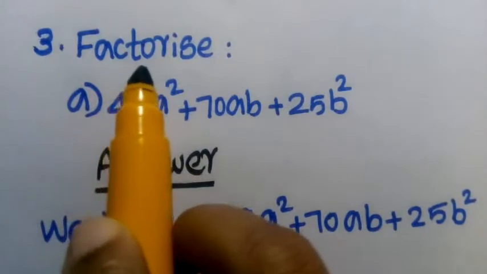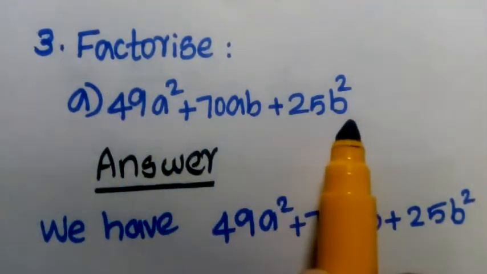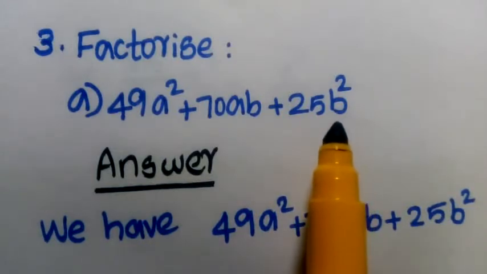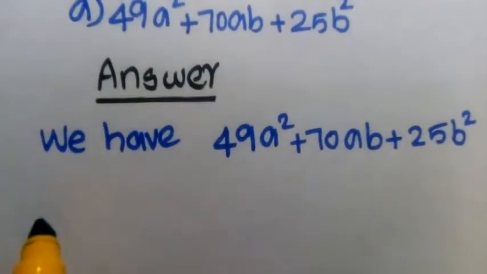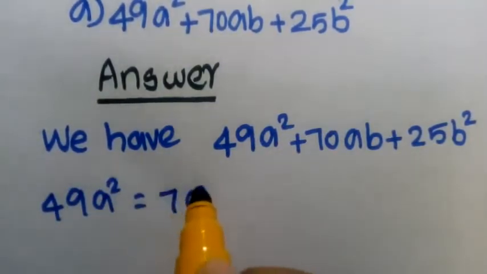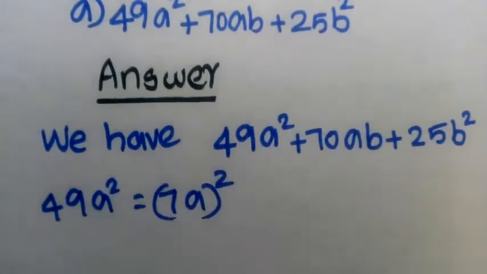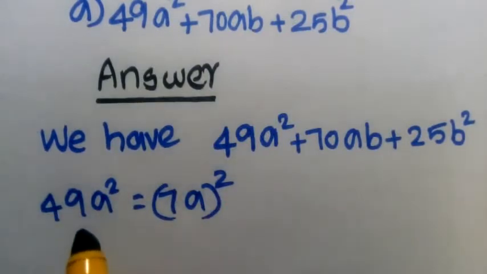Example 3. Factorize 49a square plus 70ab plus 25b square. We need to find the factors of the given expression. Let us check the answer. We have 49a square plus 70ab plus 25b square. Here you can see that 49a square is equal to 7a whole square, because 7 square is 49. 7a the whole square is 49a square itself.